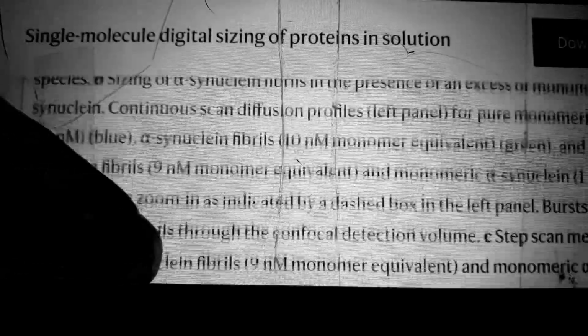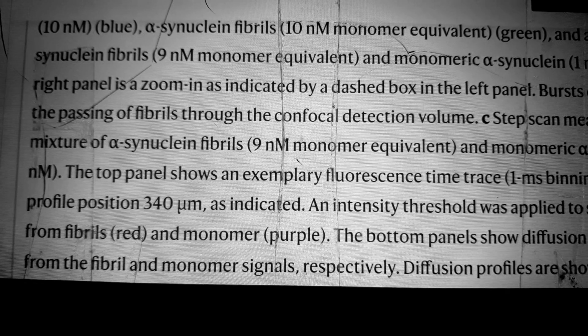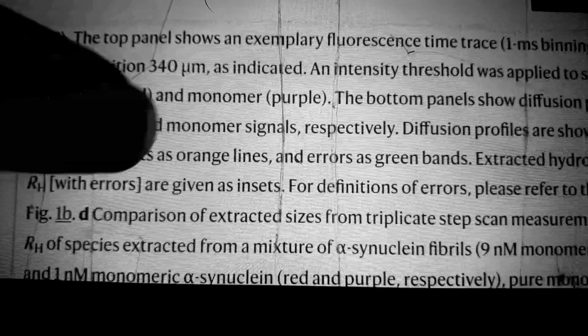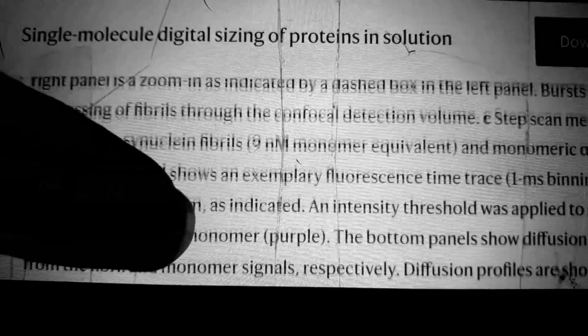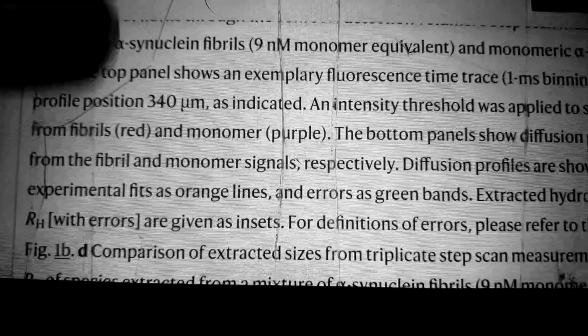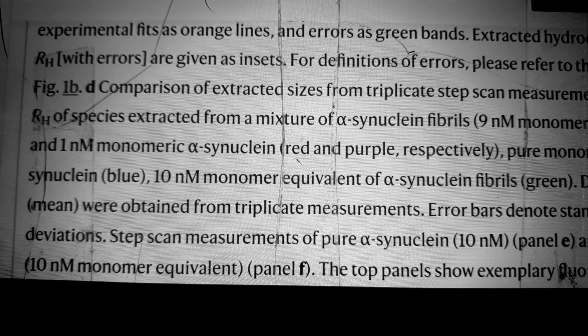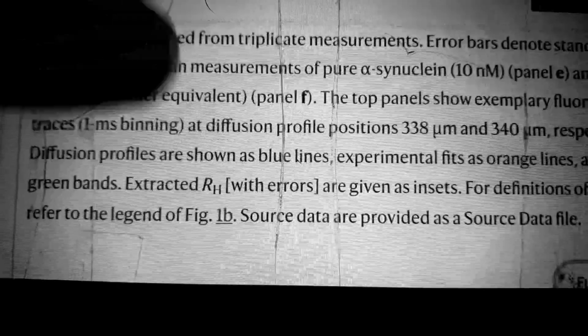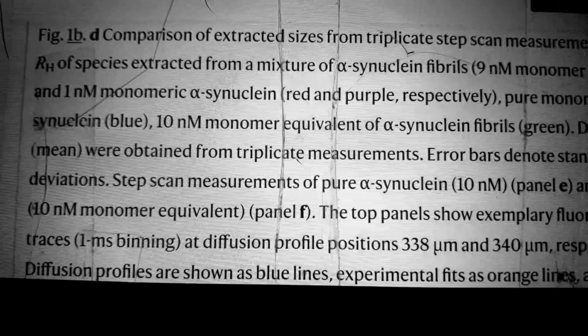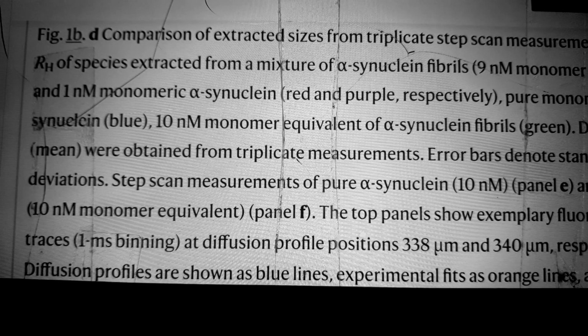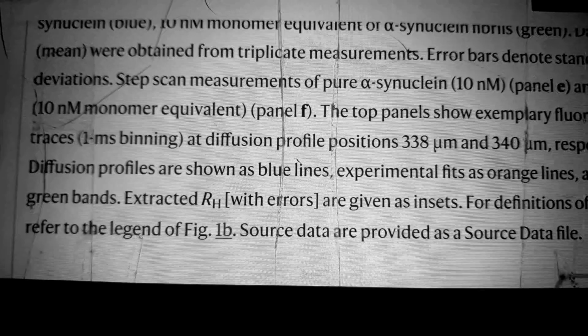And C would be a step scan measurement of a mixture of alpha-synuclein fibrils, 9 nanomolar monomer equivalent, and monomeric alpha-synuclein. D would be a comparison of extracted sizes from triplicate step scan measurements. E would be pure fibrils, 10 nanomolar monomer equivalent, and panel F.